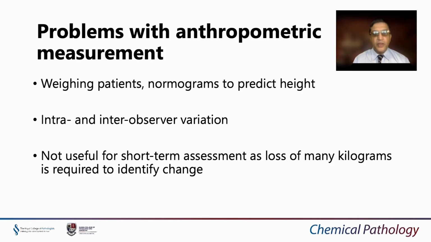There are problems with utilizing anthropometric measurements. These include weighing patients. However, nomograms can be useful to predict height. Intra and inter-observer variation may compromise accuracy of anthropometric measurements. The measurements are also not ideal for short-term assessment, as patients need to demonstrate a large loss of many kilograms in order to identify a quantifiable change.